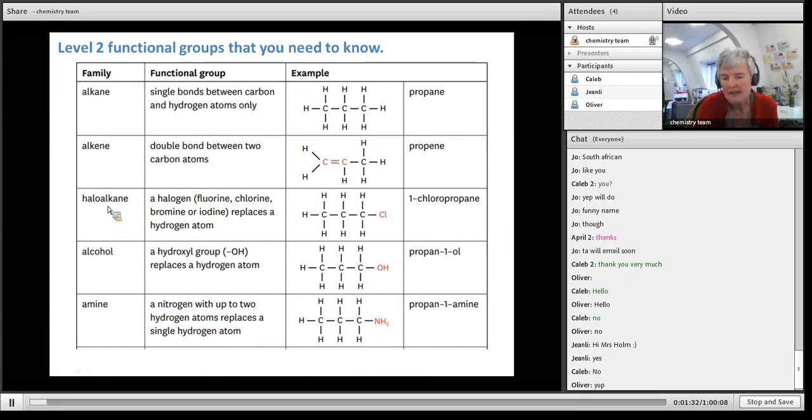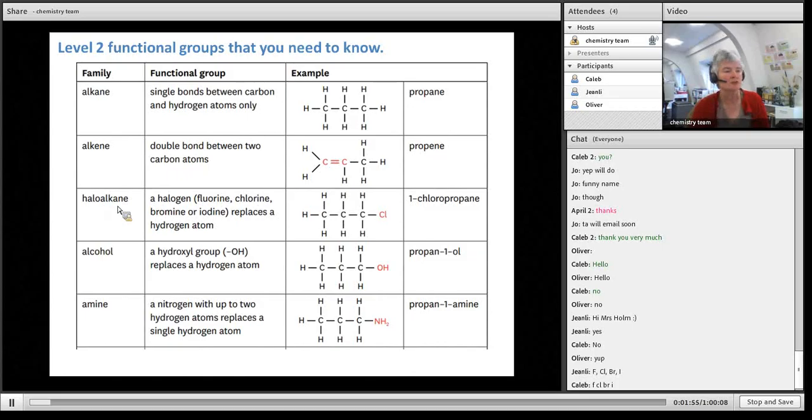So what halogens do you know? Just checking. If you want to type them in, what halogens do you know? Just give the symbols. So I can see some of you are typing. Right, fluorine, chlorine, bromine, iodine. Yep, all of those. So here's one for chlorine.